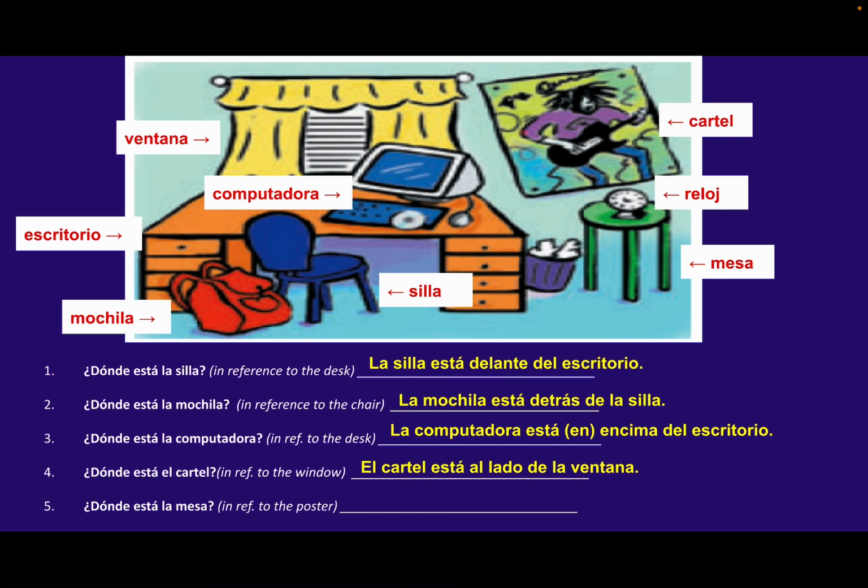And finally, where's that little green table in reference to the poster? You could say it's under it. Some people also could say it's in front of. It's up to you, perspective. La mesa está debajo del cartel.